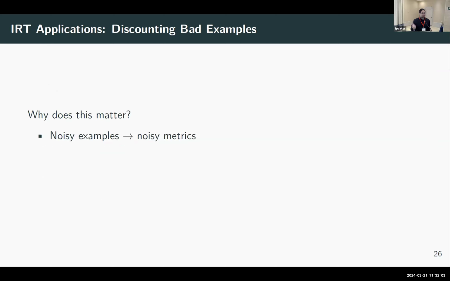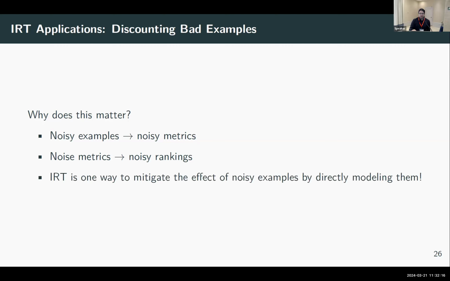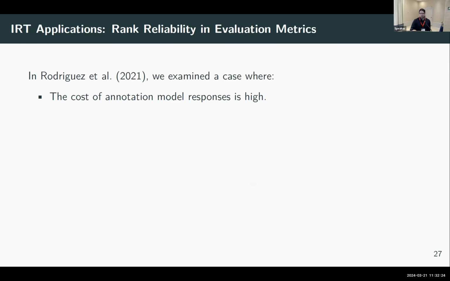So the reason that this matters is that noisy examples give us noisy metrics, which ultimately gives us noisy rankings of models. And if you want to claim SOTA, you need to have a ranking that is not noisy. So IRT is one way to mitigate the effect of noisy examples by directly modeling that. And the other useful thing is we don't need as many examples. So I'll talk about how, in this paper, we set up a situation where we could find out how few examples we can annotate in order to get a reliable ranking.